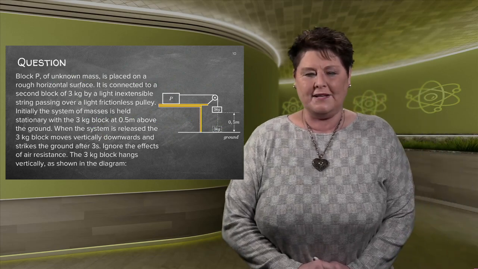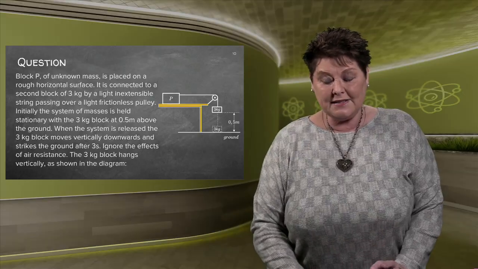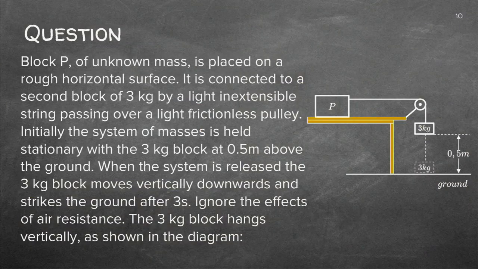A more complex calculation, basically the same, but now they give me an object that's moving this side and they are giving me a distance. Block P, unknown mass. I've got no idea what the mass is. It's placed on a rough surface, so again you know there's friction. It's connected to a second block by a light inextensible string passing over. So I've got T there and I've got T there. And they tell me it is hanging at 0.5 meter from the ground. Do you see they indicated that to me?